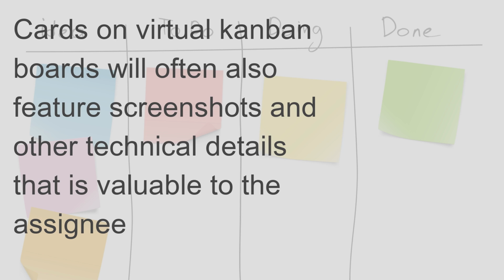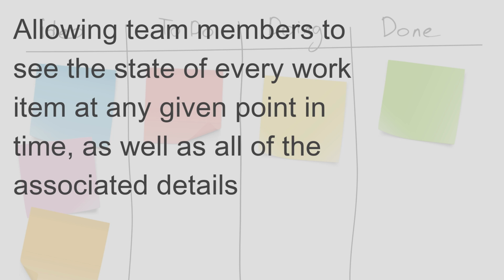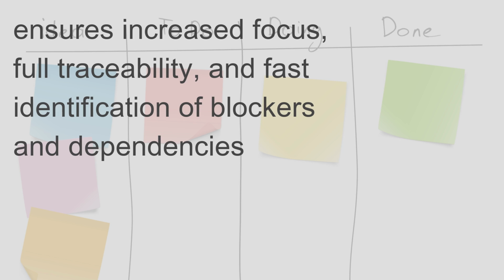Cards on virtual Kanban boards will often also feature screenshots and other technical details that are valuable to the assignee, allowing team members to see the state of every work item at any given point in time, as well as all of the associated details. Ensures increased focus, full traceability, and fast identification of blockers and dependencies.